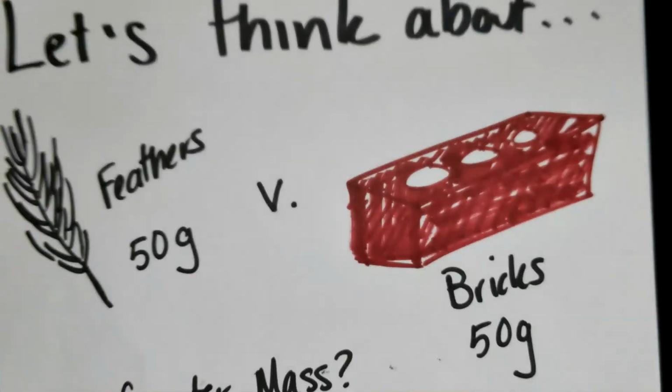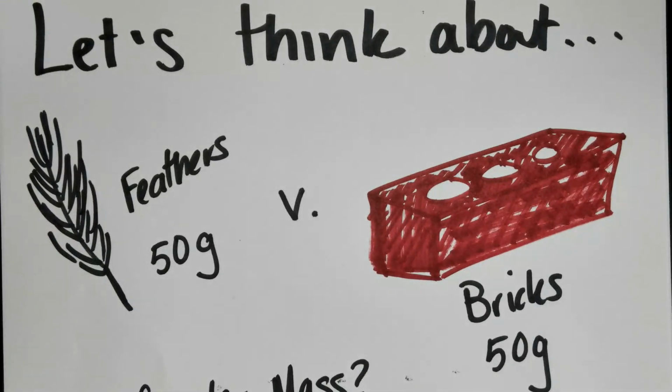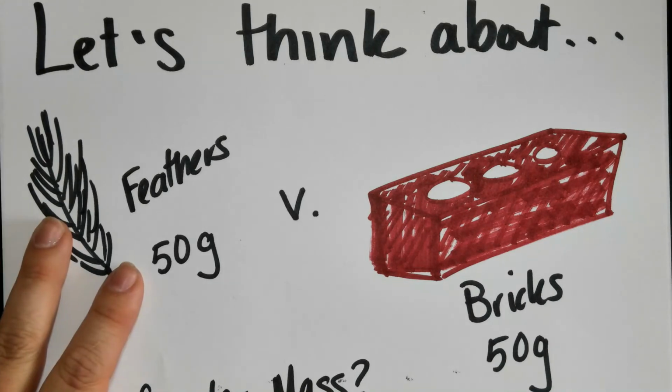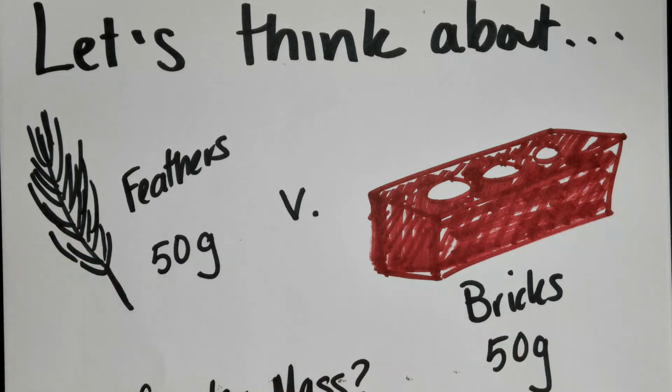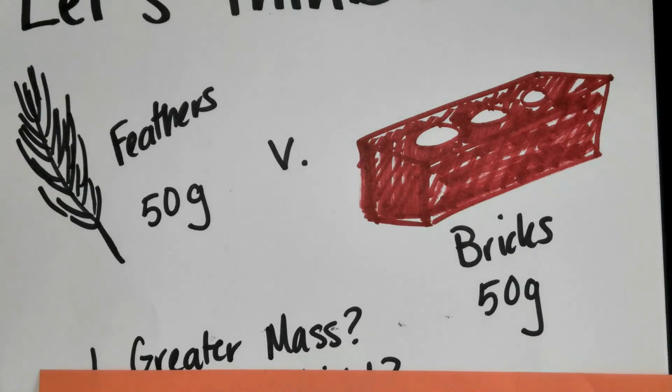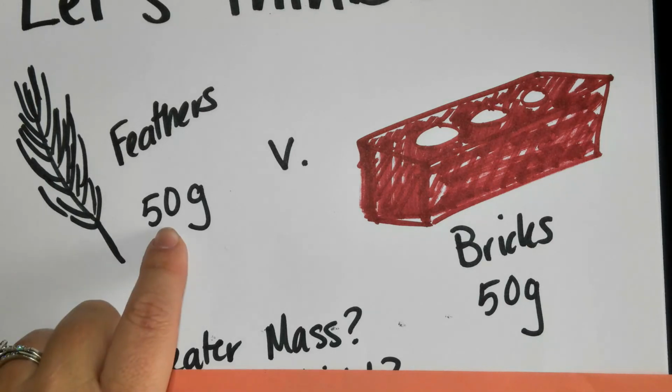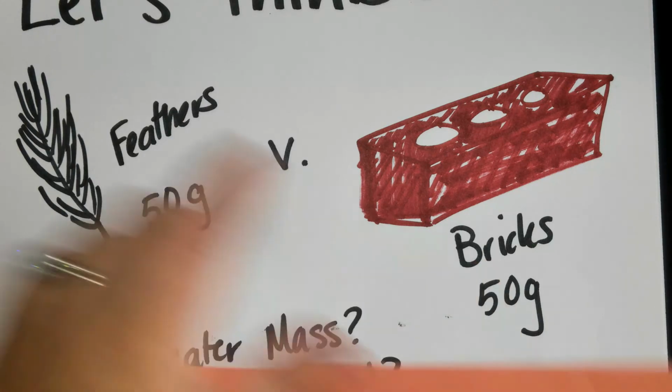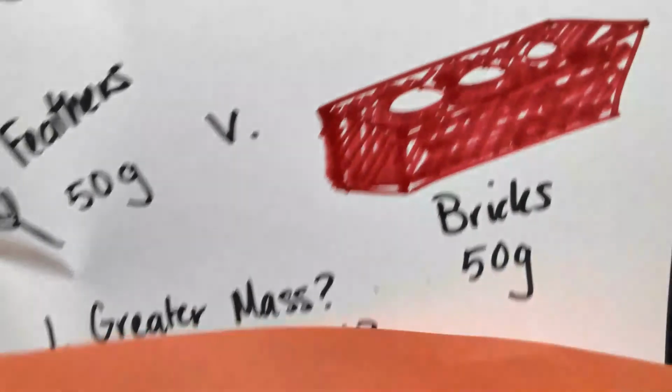So let's think about some things. Let's think back to what we've learned so far about mass. Let's pretend I have 50 grams of feathers and I have 50 grams of bricks. Which of those would have a greater mass? You should be saying neither of them. They have the same mass, right? 50 grams of feathers, 50 grams of bricks.